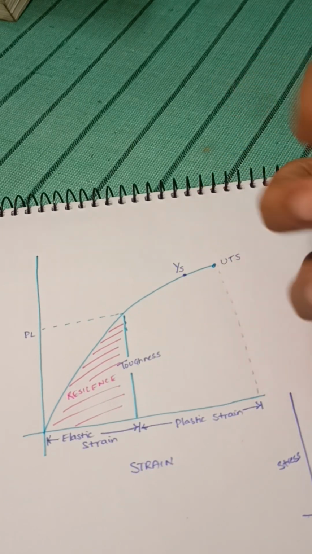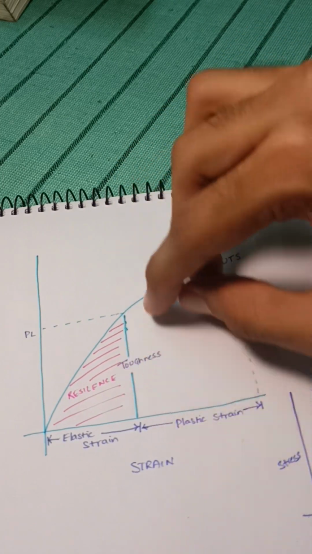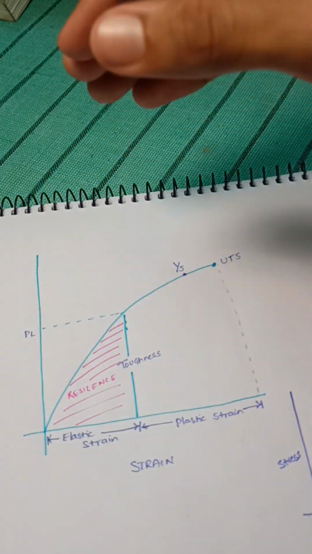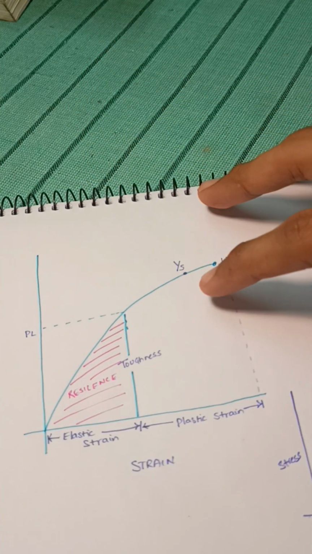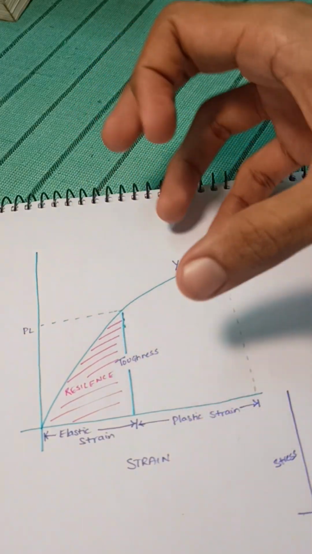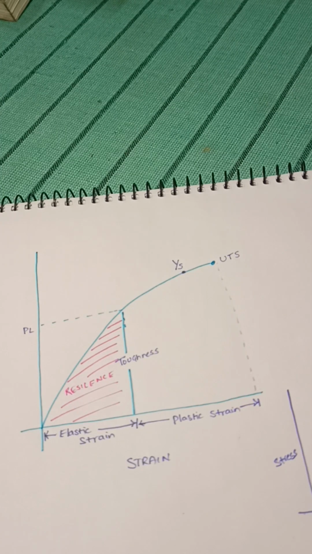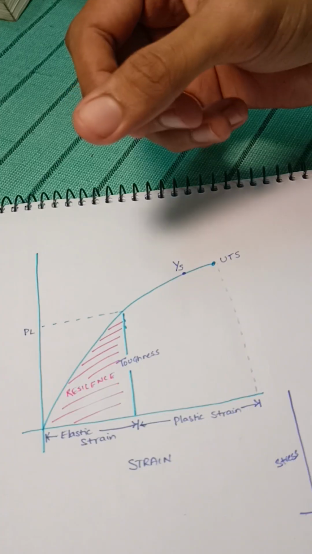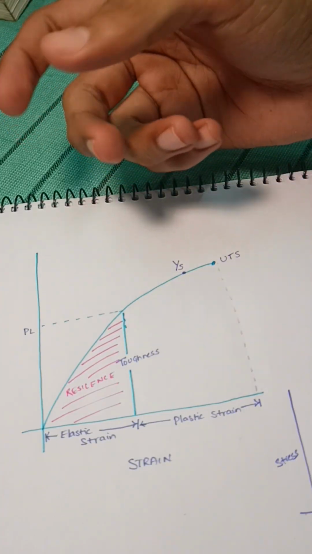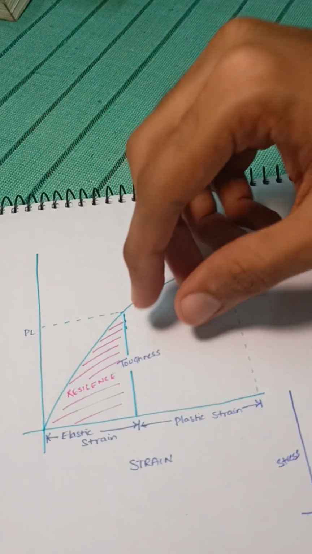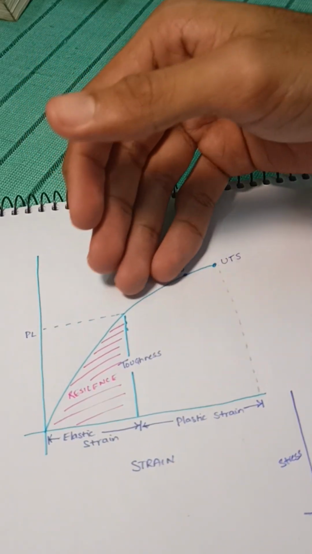Resilience is the amount of energy absorbed by the material until it reaches the proportional limit, or during the elastic strain. That is the resilience of the material. The next word we will see is toughness. It is the amount of energy required to break the material or to make the material change into plastic strain.